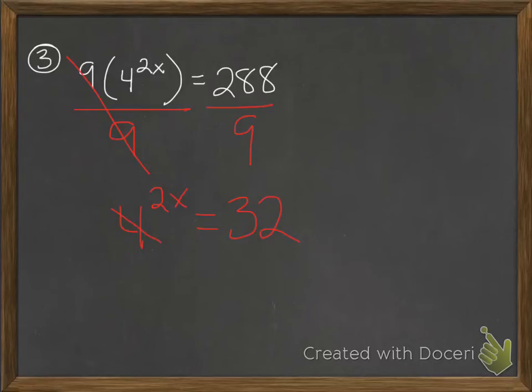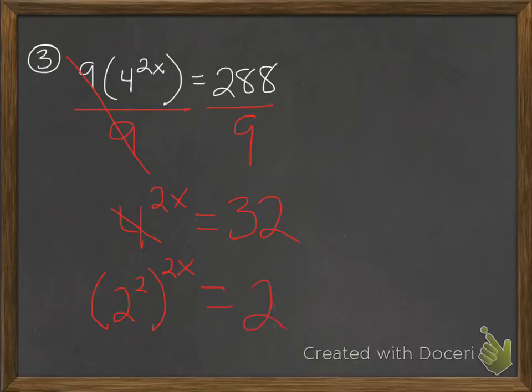Well, that's the same thing as saying 2 times 2. So I could make the 4 become a 2 squared to the 2x, and then that's an x. Can I rewrite that 32 with a base of 2?